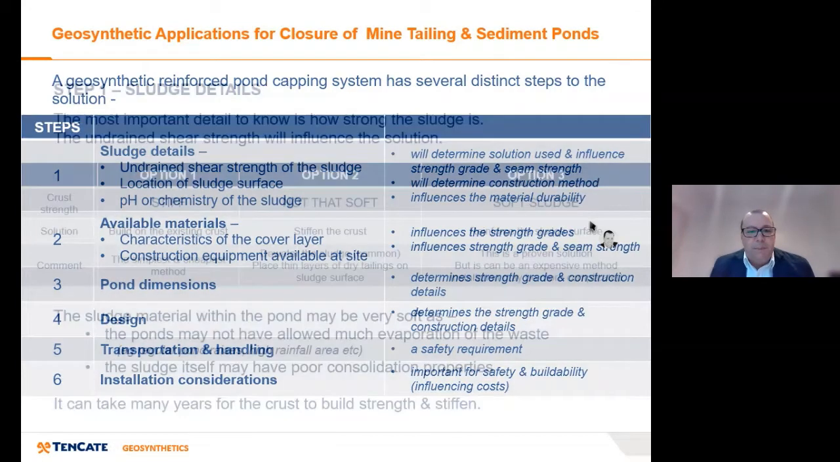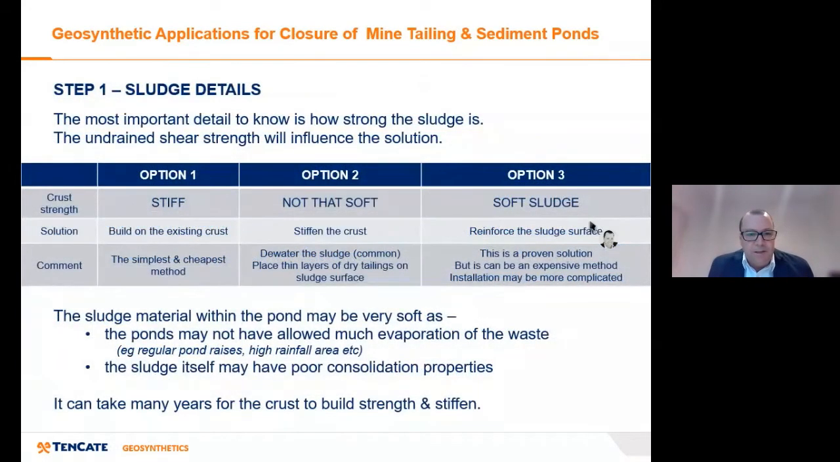So if we start with looking at the sludge, you can look at the pond and you can try and determine if your crust is stiff or soft, but the best way to do it, or the only way really to do it, is to actually determine the undrained shear strength. It's one thing to look at it, it's another thing to know what's going on beneath the surface, as well as how consistent the undrained shear strength is across the pond as well.